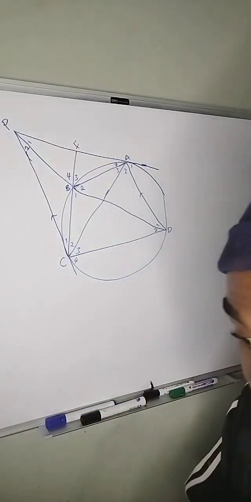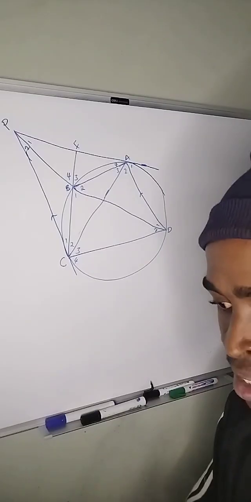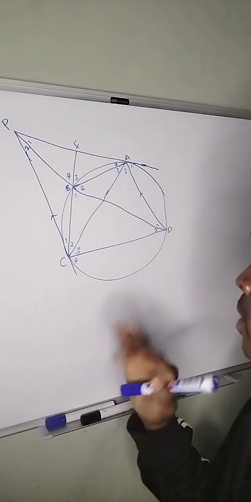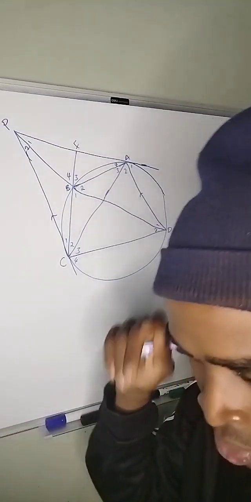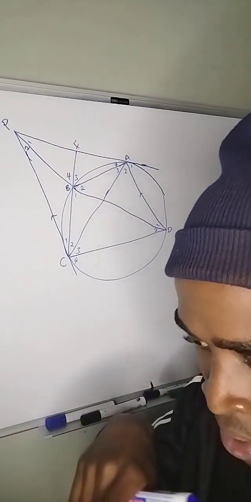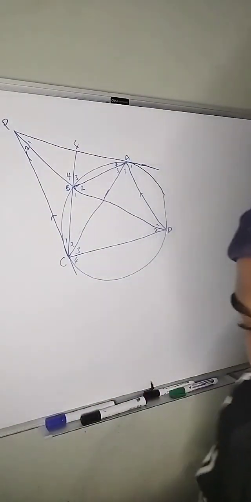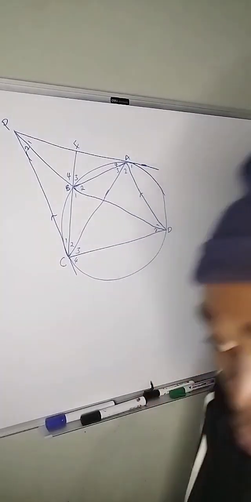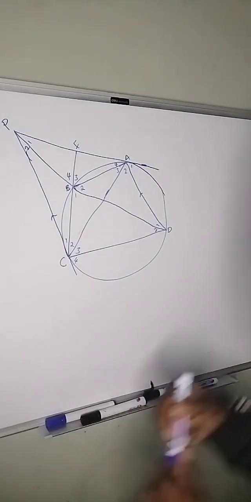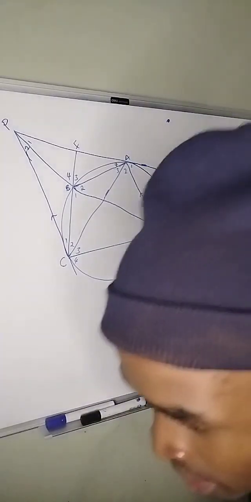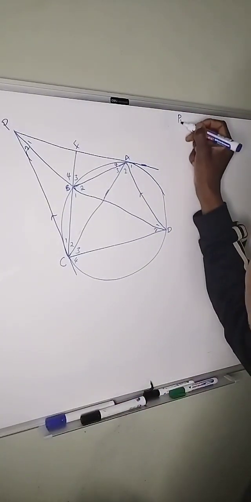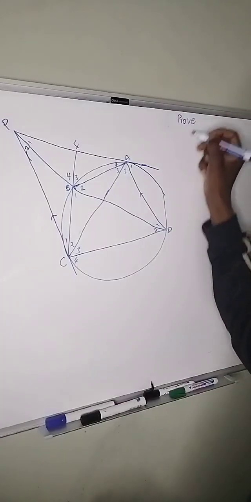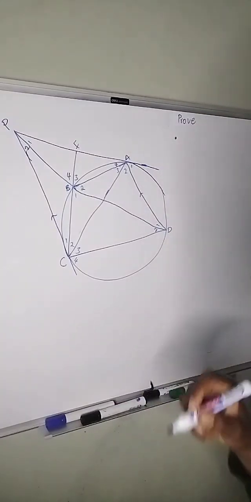And they're saying CB is cast to meet AP. AB, AC, and DC are drawn. Okay, now they're saying prove. The first question says prove. All the questions are going to be proving.